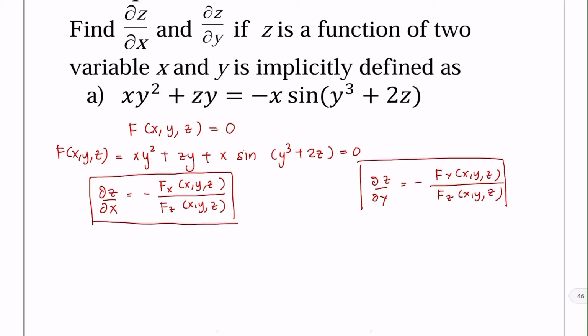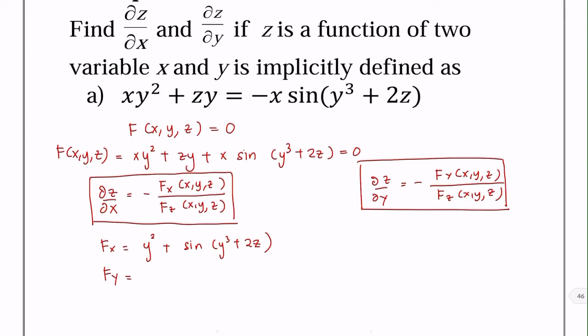Now we already have f. We want to find what is f_x. F_x means that we hold y and z as constants. So we'll have y squared plus, zy with constant will be 0, then x sine of y cubed plus 2z, so it will be plus sine of y cubed plus 2z.